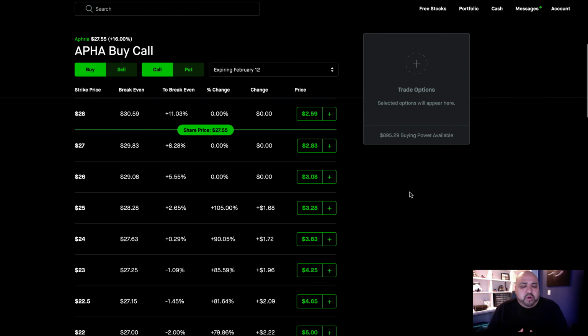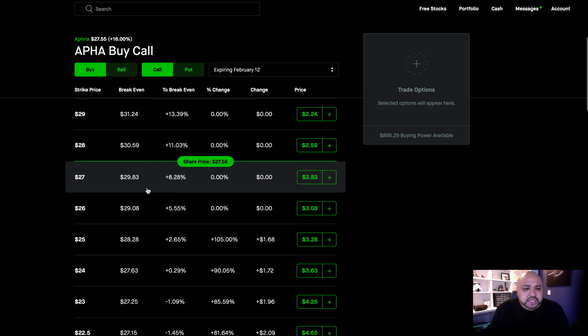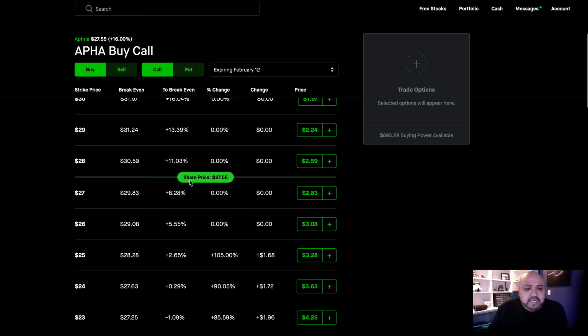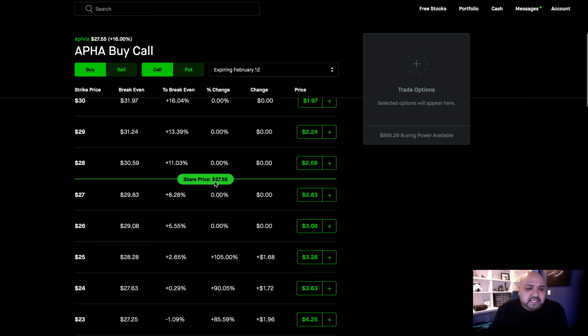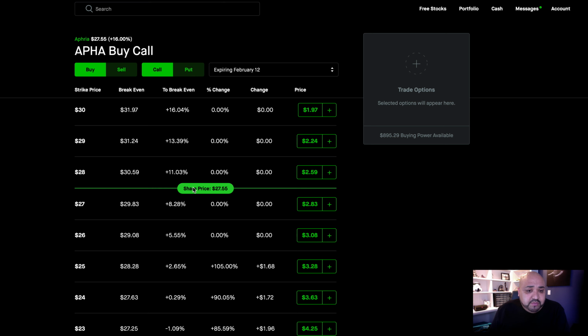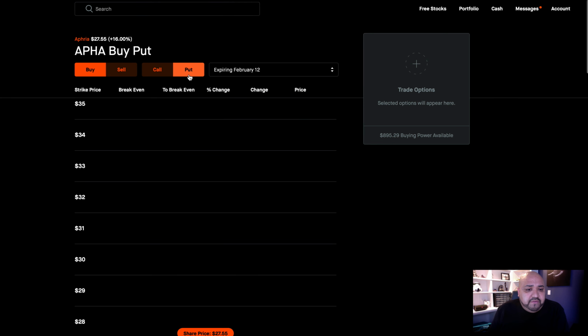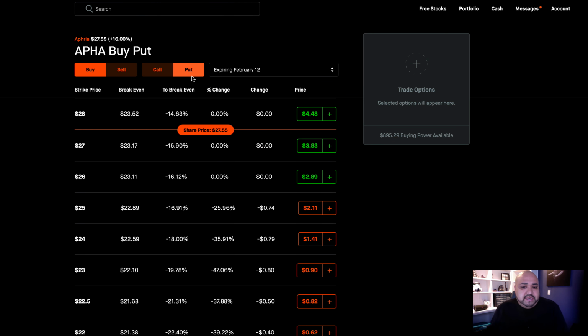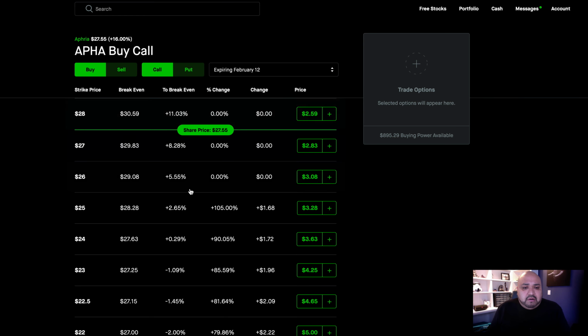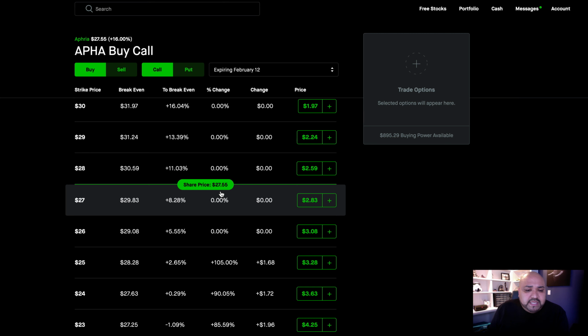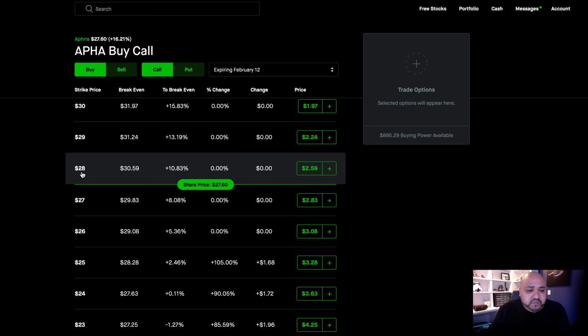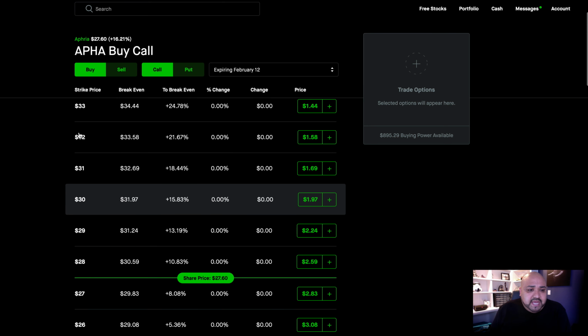Here is where the options kick in. Each of these options is a contract, and it sells in lots of 100. For example, right now the share price is $27.55. So you have the option to determine if the stock is going to go up, which stands for call, or if you feel that the stock's going to go down, you put. Normally I like to call. As you can see, it says here $27.55 is the current share price. Now, do you think the stock is going to go above $28, $30, and so forth?